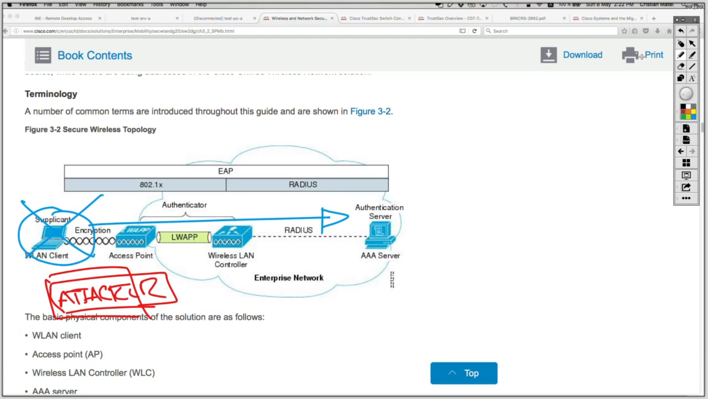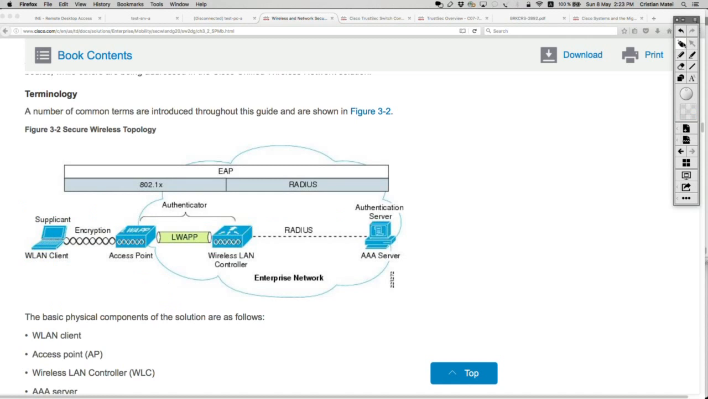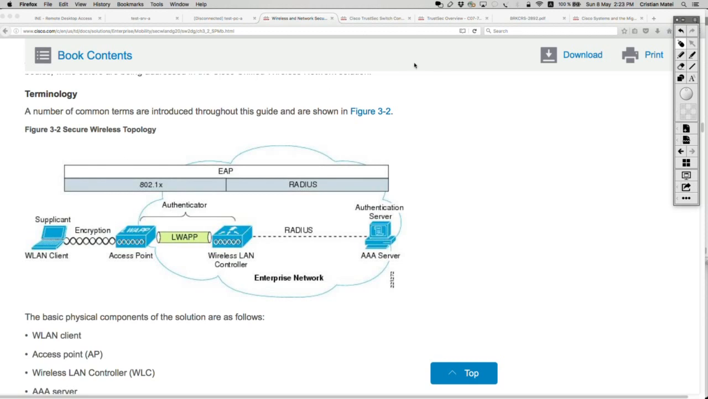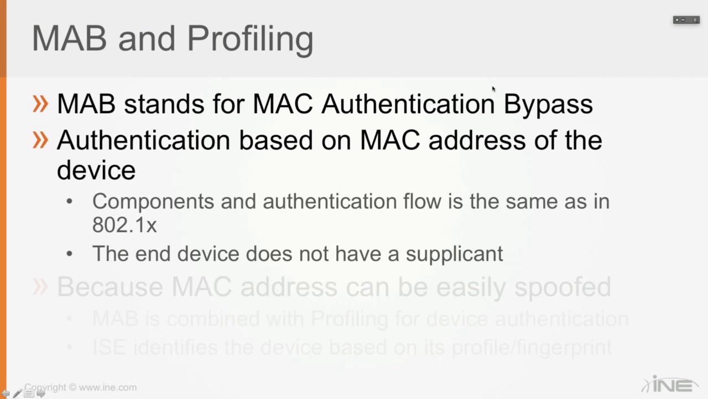So because MAB is not really a strong authentication method, we just let the user in the network based on its MAC address. And also, you can imagine that if you have hundreds or thousands of devices which don't support 802.1X, and you want to authenticate those devices via their MAC addresses, it's going to be difficult to populate those MAC addresses statically on the authentication server side. Because the authentication server has to have configured the MAC addresses of devices which are going to be authenticated via their MAC addresses. So for that reason, because MAC authentication is not really secure and is not scalable as well, we're going to combine MAB with what is called profiling.